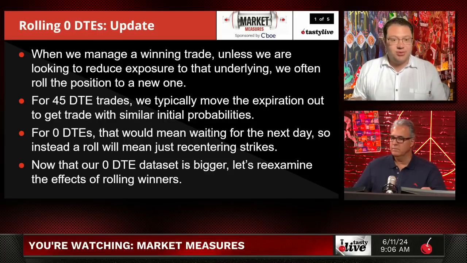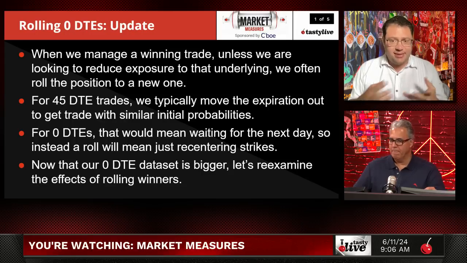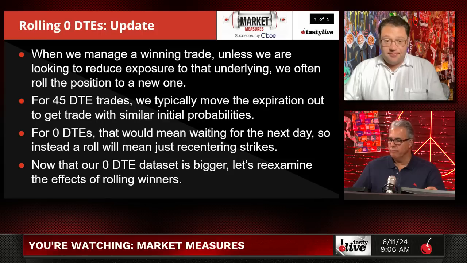So for 45-day trades, we typically move the expiration out to 45 days to get a trade with similar initial probabilities, whether you're recentering deltas or extending duration. You want to get the same type of trade. For 0 days, that would mean just waiting for the next day, right? So if you're doing a 0-day trade and you roll it, logically you're thinking, okay, I'm going to roll it to the 1 day.